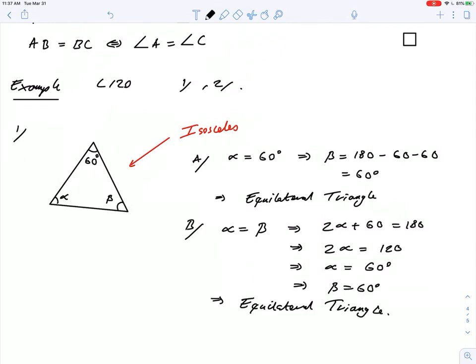Bingo, right? So in both cases, it is definitely an equilateral triangle. Very useful fact.